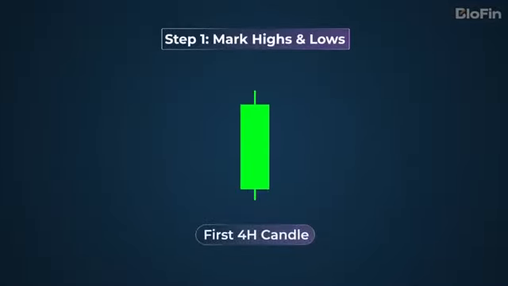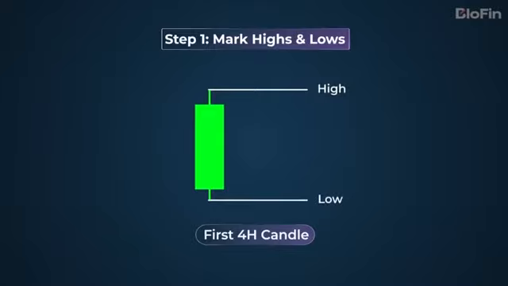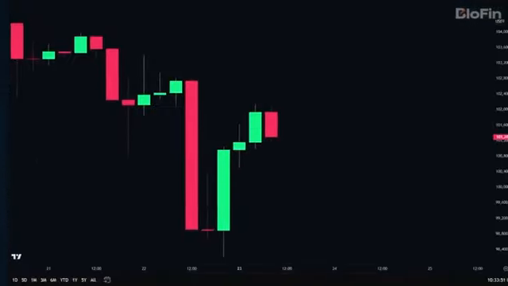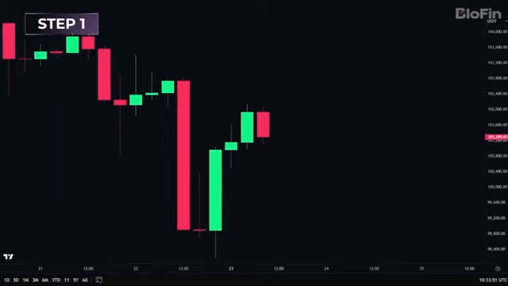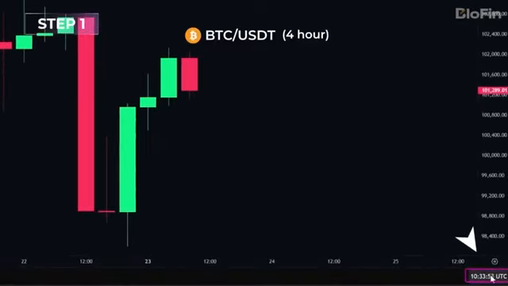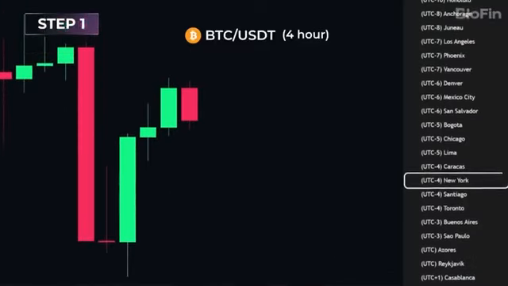The first thing you want to do is mark the high and low of the first 4-hour candle that forms during the day. Here's how to do that on TradingView. First, choose any chart depending on the asset you're trading. For this example, I'm using the Bitcoin chart. Then, make sure the time frame is set to 4 hours, which means each candle represents 4 hours of price movement.